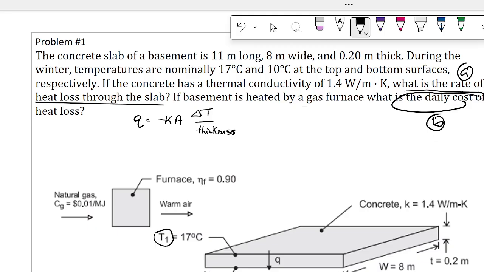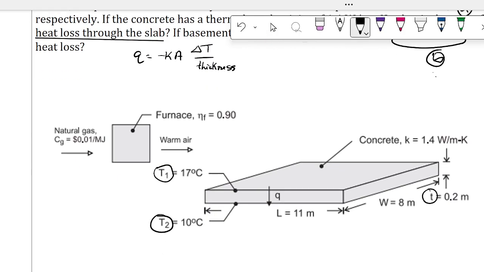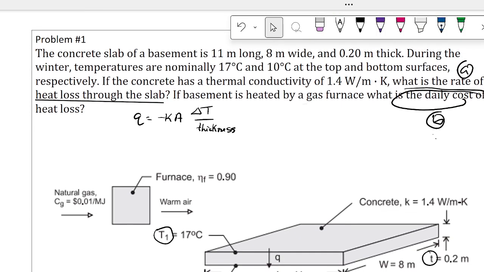T2 is 10 degrees Celsius. The length is 11 meter. The width is 8 meter. And the thickness, here it says by T, 0.2 meter. The conductivity K, we all know what the conductivity symbol is for, right?